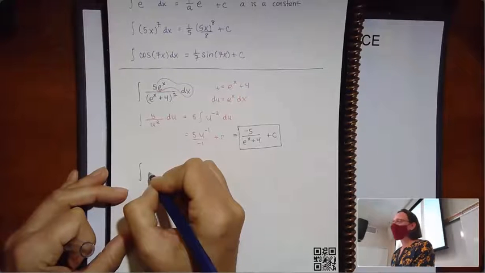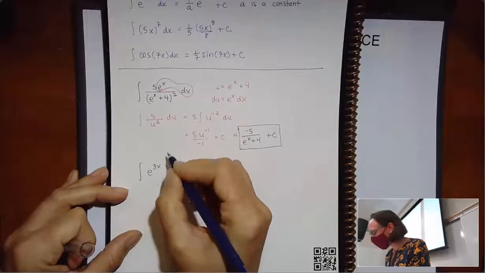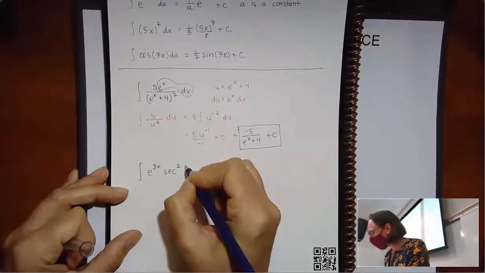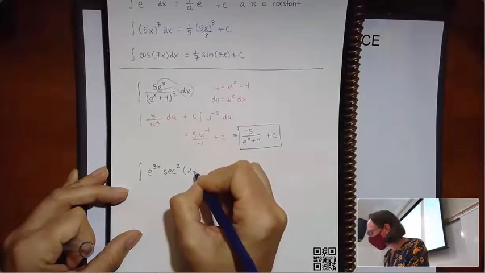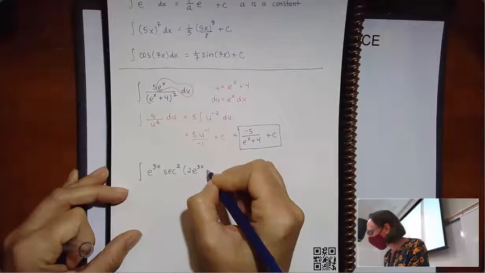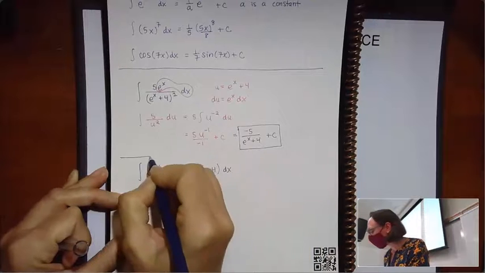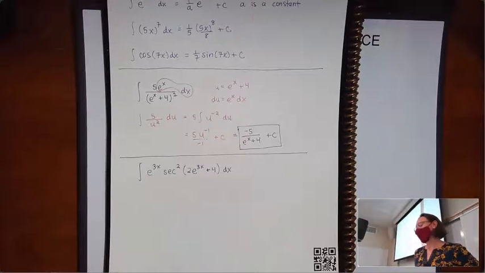What if we end up with exponentials and trig all in the same problem? Something like e to the 3x secant squared of 2e to the 3x plus 4. Wouldn't that be gross? Yeah, that actually is pretty gross.